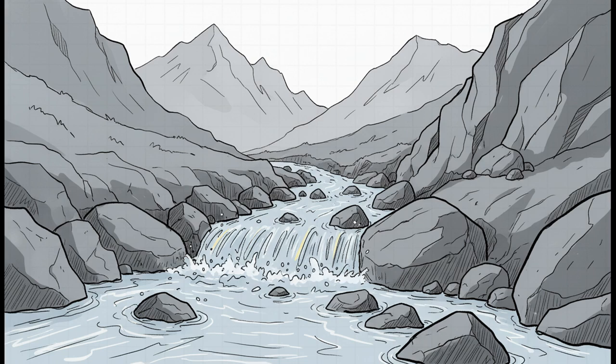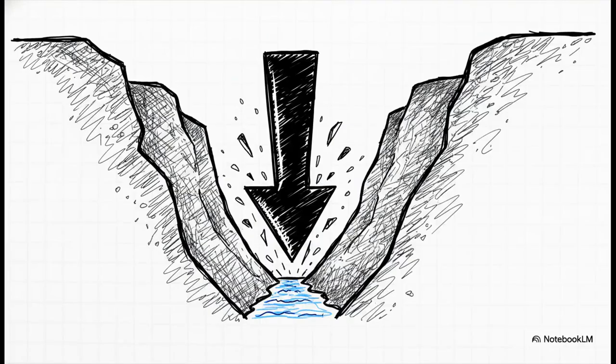And the stuff it's carrying? Well, we're talking about huge, jagged, angular rocks that have literally just tumbled off the mountainsides. And this is the key to how those amazing mountain valleys are formed. In its youth, all of the river's energy is focused on one direction, down. We call this vertical erosion. It acts just like a saw, cutting relentlessly downward into the bedrock, carving out that classic steep V shape.